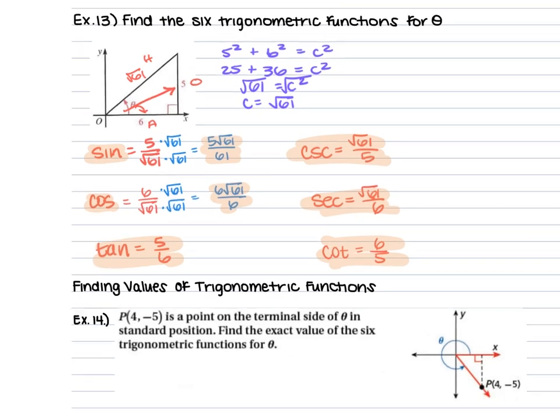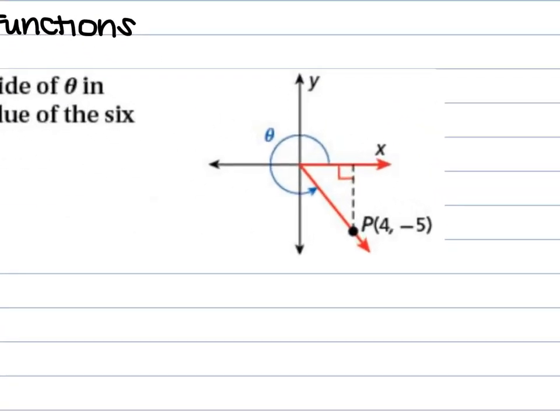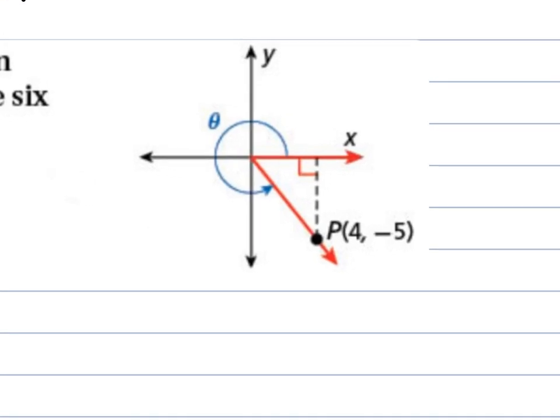If we look at our next example, we have P that is 4, negative 5. It's on the terminal side of theta in standard position. We're finding the exact value of the 6 trigonometric functions for theta. We're going to treat this the same exact way that we were treating the two before. The only difference is we're going to turn that negative 5 into a positive 5 and then treat it the same.